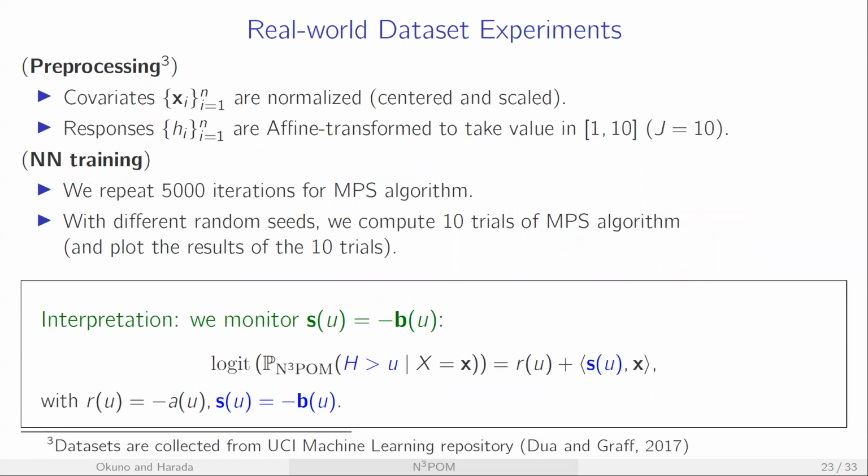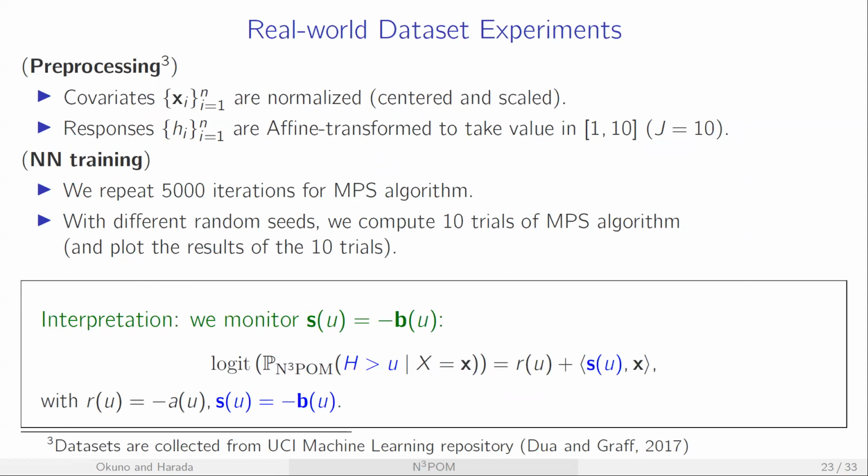Okay, so the previous slide shows the synthetic dataset experiments. From here, I'd like to show the results of real-world dataset experiments. In these experiments, the covariates X are normalized, and the response H is affine transformed to take values between 1 and 10. We trained the neural network B by repeating 5,000 iterations of the MPS algorithm. And to evaluate the sensitivity to the initialization of the optimization, we compute 10 different trials of the MPS algorithm with different random seeds.